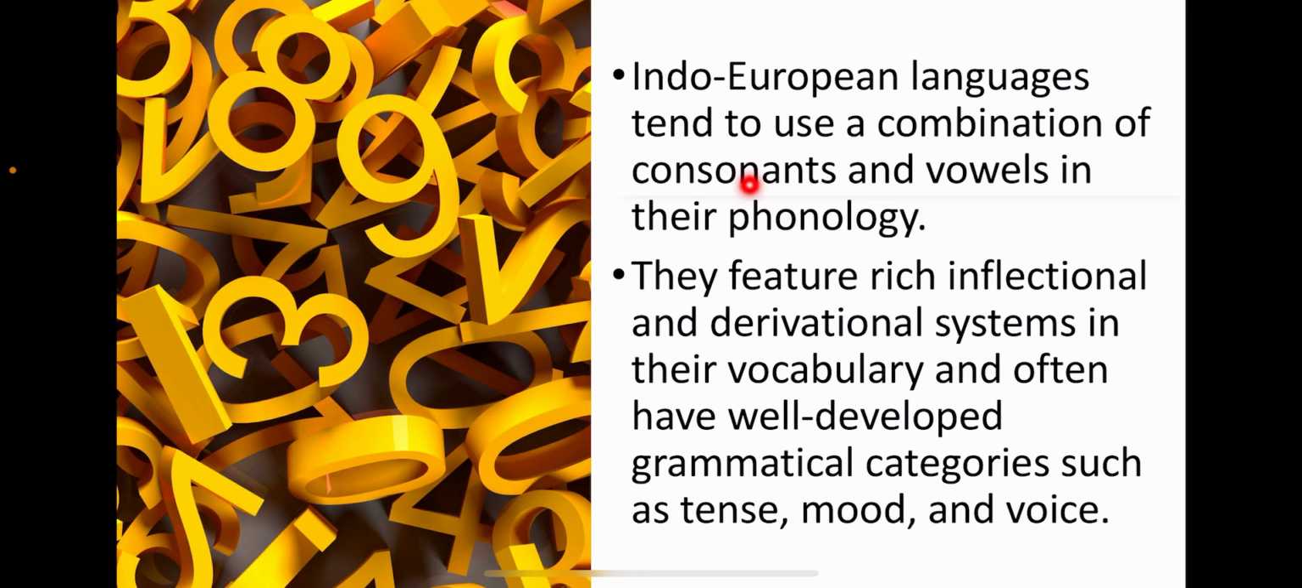Indo-European languages tend to use a combination of consonants and vowels in their phonology. So we can find something common in them. They feature rich inflectional and derivational systems in their vocabulary. We are talking about central characteristics of Indo-European languages, which often have well-developed grammatical categories such as tense, mood, and voice.